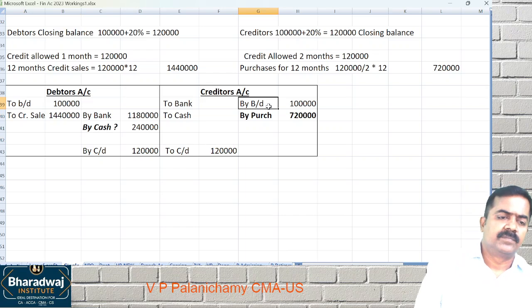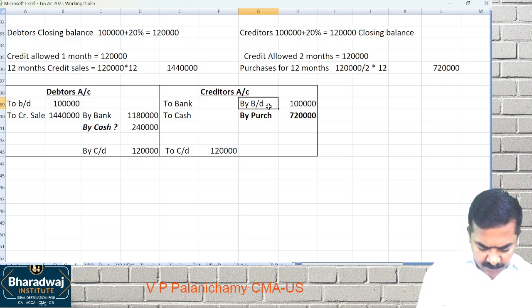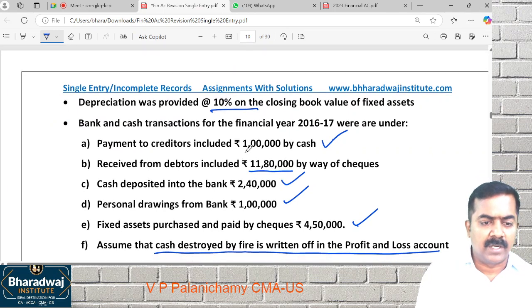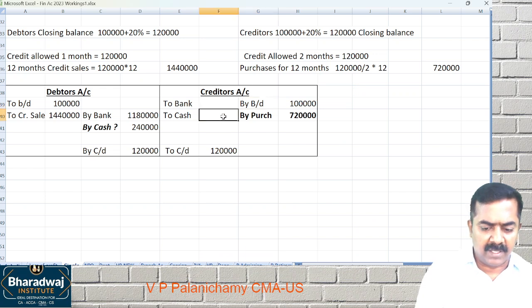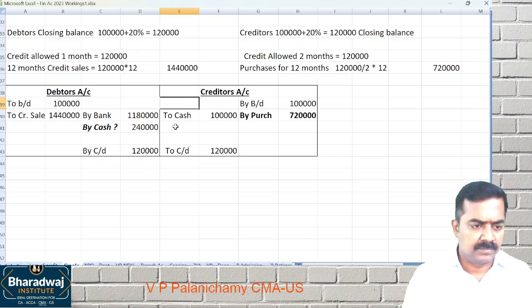Then creditors account, how much is paid by, that is, what is the opening balance? 1 lakh. Purchase is 7 lakh 20. Payment to creditors included 1 lakh by cash payment கொடுத்திருக்காங்க, which means the balance is paid through what? Bank. This is a balancing figure.